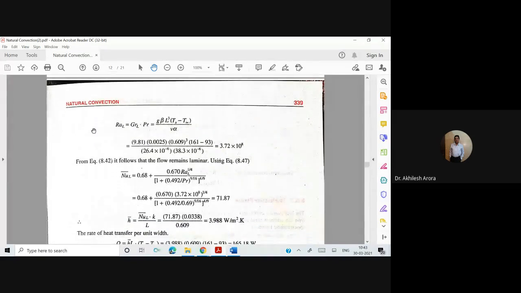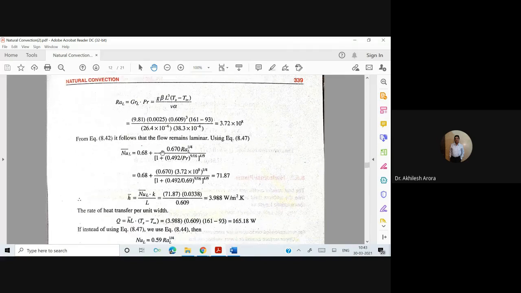First of all, they have calculated the value of the Rayleigh number, which is 3.72 into 10 raised to the power 8. So it means the flow is laminar. So you can also go for the graph which we have just discussed. From the graph, you can directly calculate the value. Or here, they have used this particular relation.